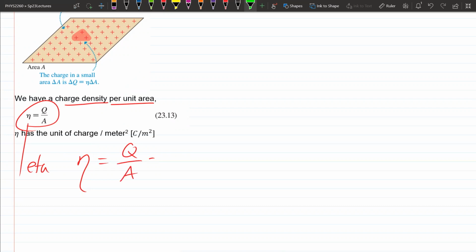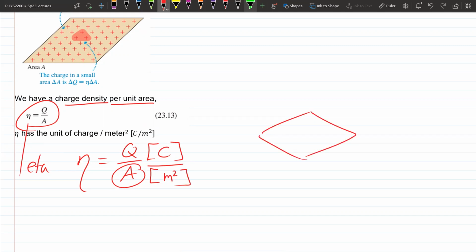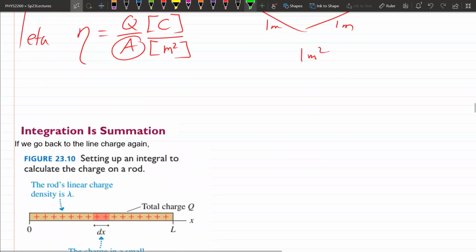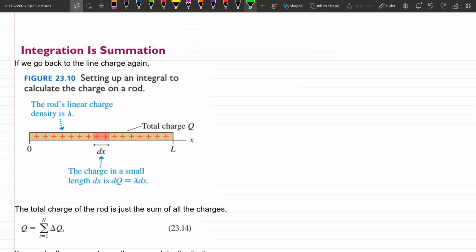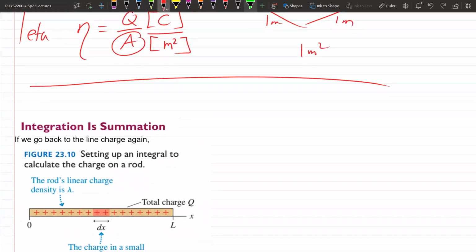And it has units of, since it's a charge on top, coulombs on top. And then since down here is area, what's the SI unit for an area? Meter square, right? Exactly. Just imagine a square, literally a square. If it's 1 meter here, 1 meter here, you multiply those two numbers together, this is 1 meter squared of area. And we'll talk about how we're going to use these charge densities in order to do calculations with either rods or planes.